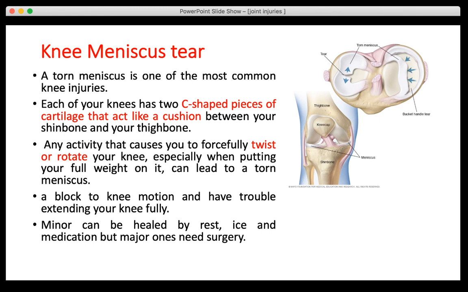And most of the time it is due to a rapid twist or rotation movement in your knee. For example, in football, you make a lot of rotations at your knee joint. So rapid rotation sometimes leads to this kind of tear in your meniscus, and that will lead to a lot of pain, and it can even block your knee motion properly.